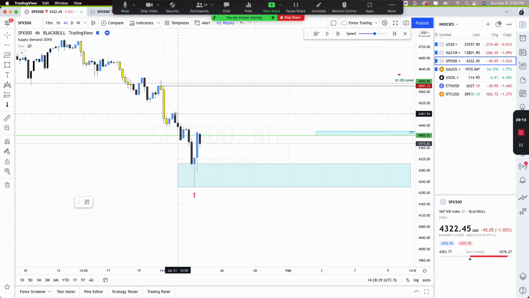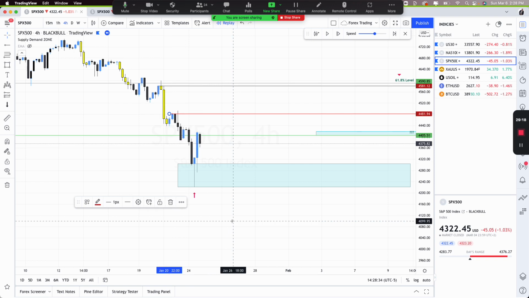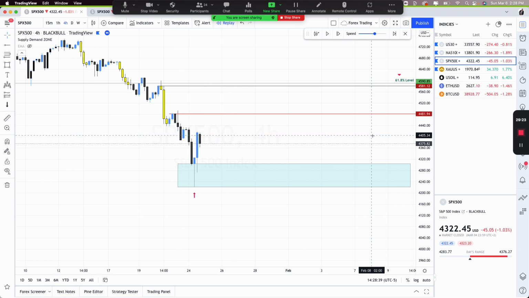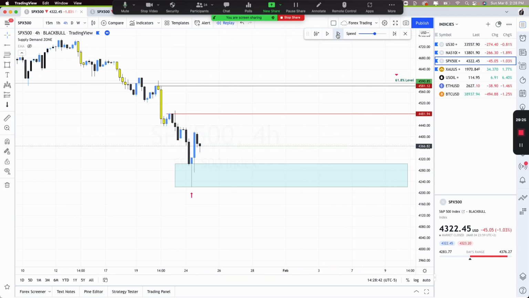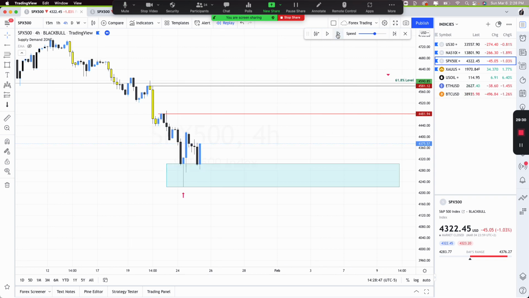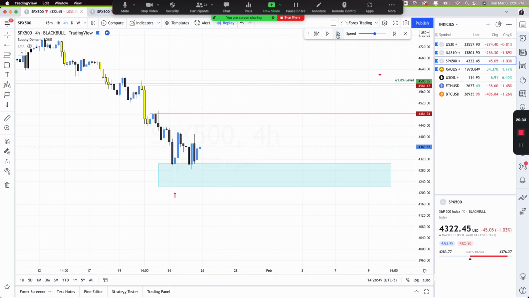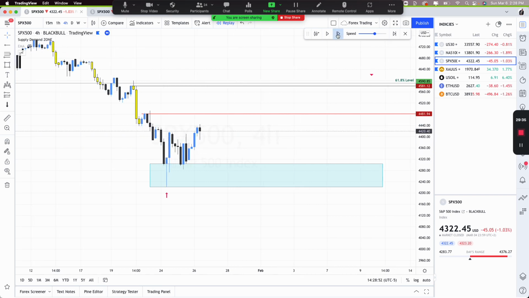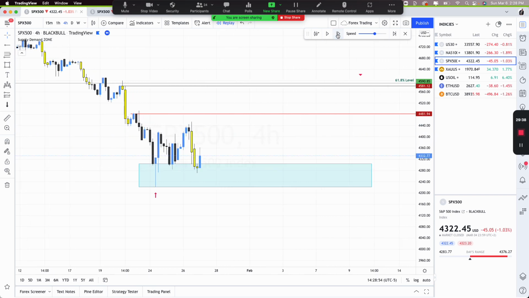Everybody see this one? Those are my targets. I'll come back to this. So let's see what happens. I know a lot of y'all panic when price comes back down here, but if you're not over leveraging, if it has not hit your stop loss, leave the trade alone.